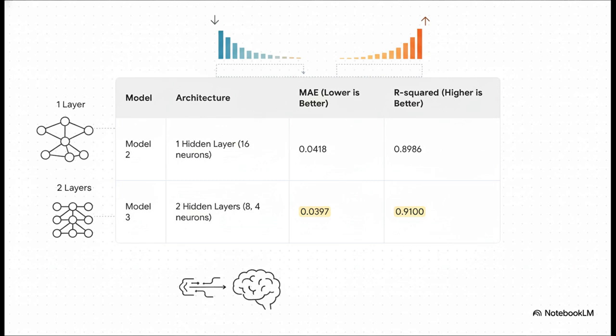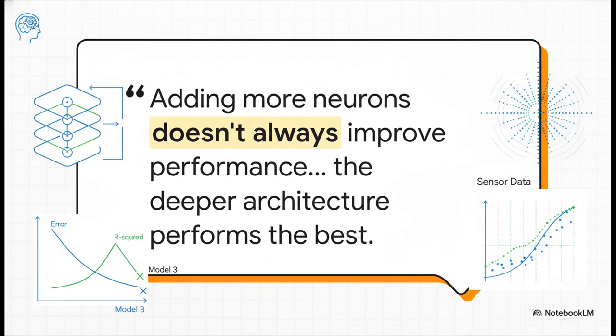So, looking at the table, which model is the clear winner here? And the report confirms it. This is a really crucial point, you guys. Just making a layer bigger, stuffing more neurons into it, doesn't automatically make your model better. In this specific case, creating a deeper, more complex structure with 2 layers gave us a lower error and a higher R-squared. Model 3 is our champion, for sure.